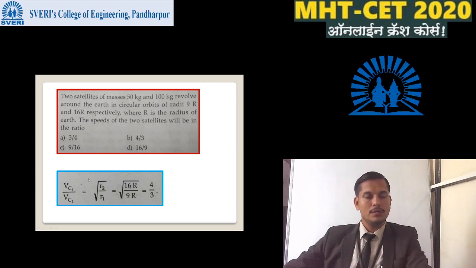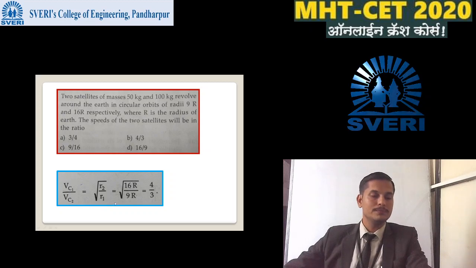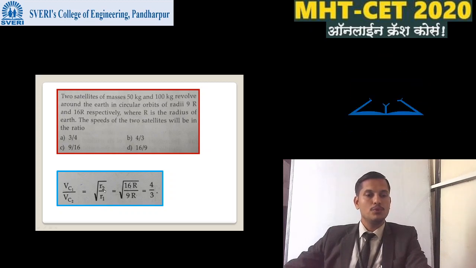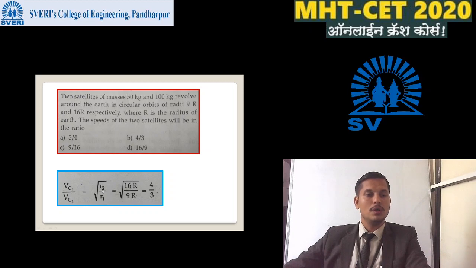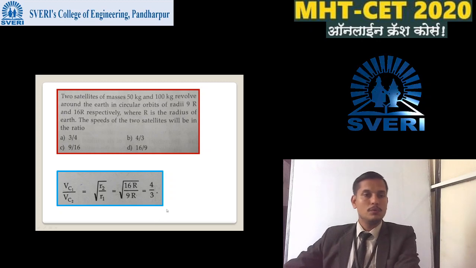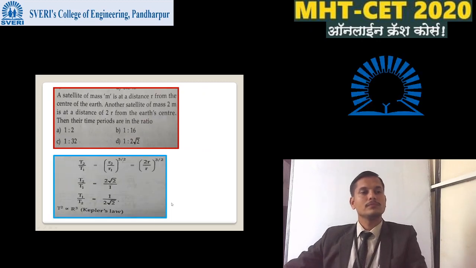So it is related to the value of vc, that is critical velocity. So vc1 upon vc2 is nothing but simply under root r2 by r1. So we have to know this relation. If we put these values, the value of r1 is 9r, the value of r2 is 16r. So we are just converting that and we are getting the answer as 4/3. So we move to the next one.